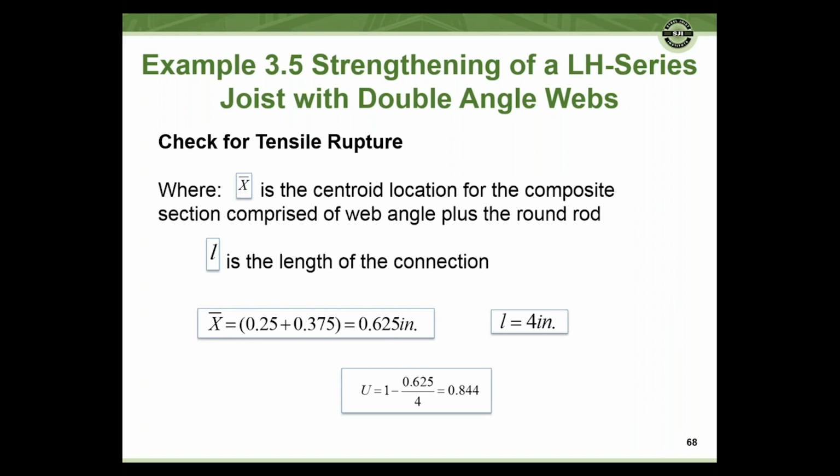Our X bar, our centroid, is the location of the composite section, which is the web and the rod. And the L is the length of our shorter weld, which is 4 inches. Our X bar is 0.25 plus half of the rod diameter, which is 0.625. Plug those numbers in and we get a shear lag factor U of 0.844.